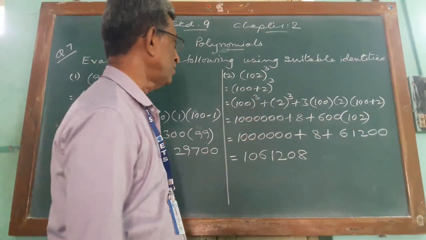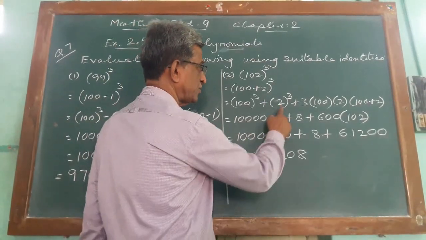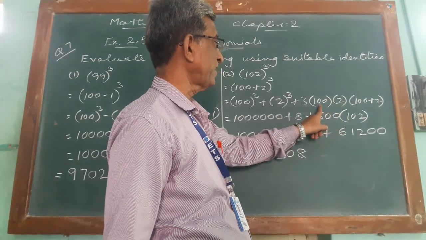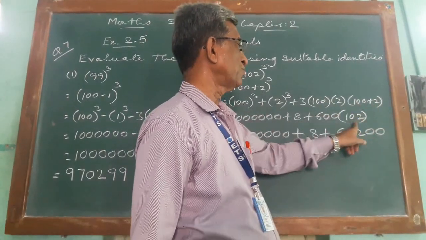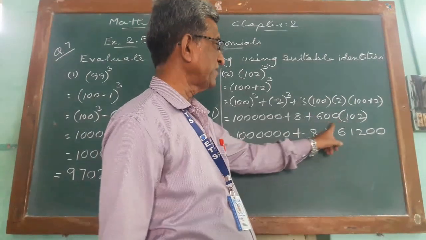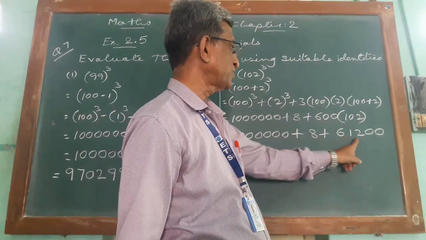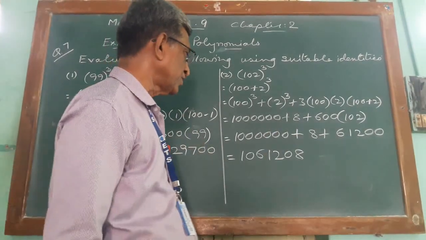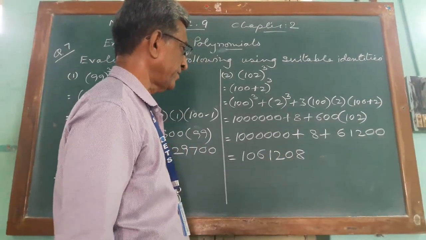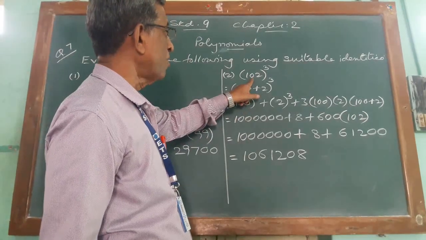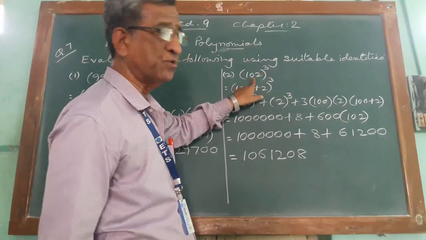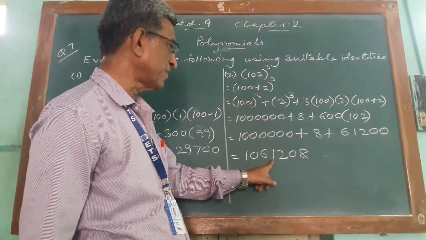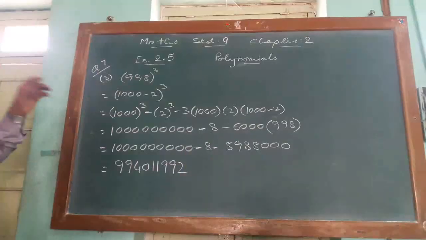100 cube gives you 1 plus 6 zeros, 2 cube, 8, 3 2s are 6 into 100, 600, 100 plus 2, 102. Multiply these two, will give you 61200. Add all these three, you will get 1061208. So cube of 102 is 1061208. Answer.